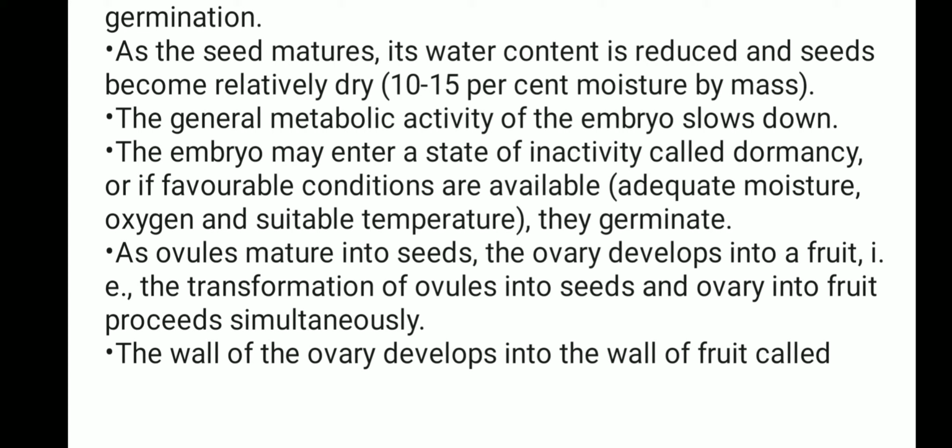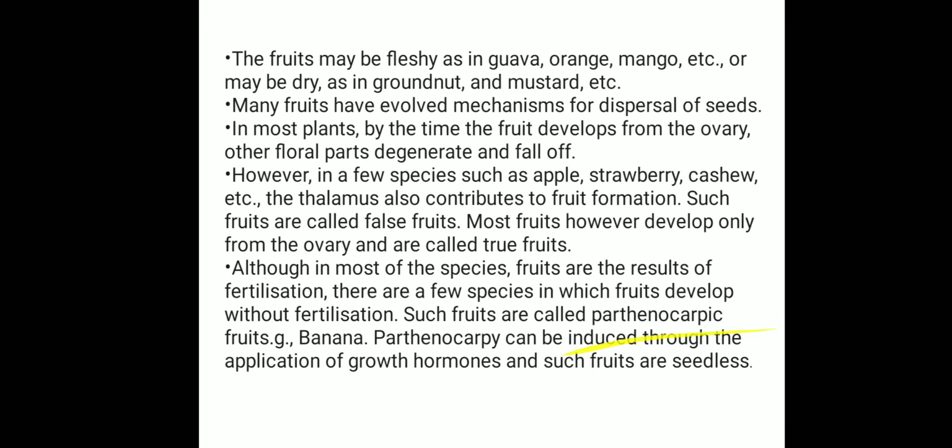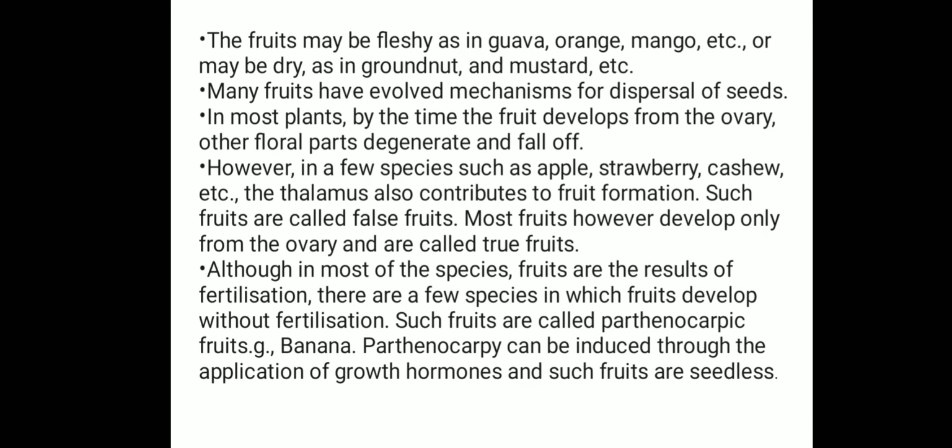The wall of the ovary develops into the wall of the fruit. We know that the wall of the fruit is called the pericarp. There are so many types of fruits. First, what is a fruit? The definition of a fruit: it is a ripened ovary, and it is formed after fertilization. So after fertilization, the ripened ovary converts into the fruit. The ripened ovary is called the fruit.